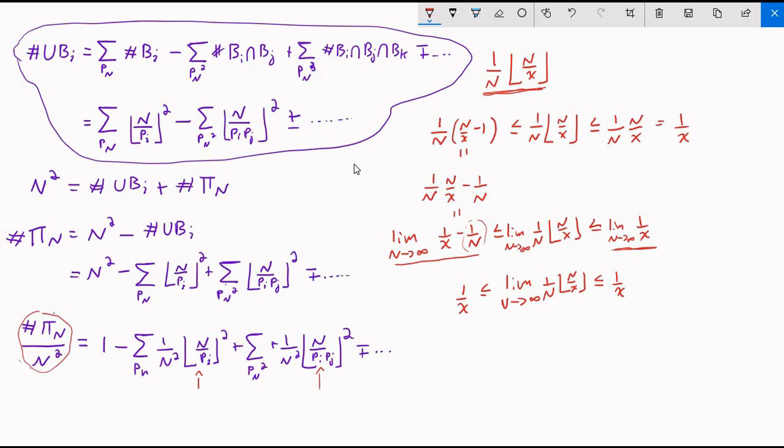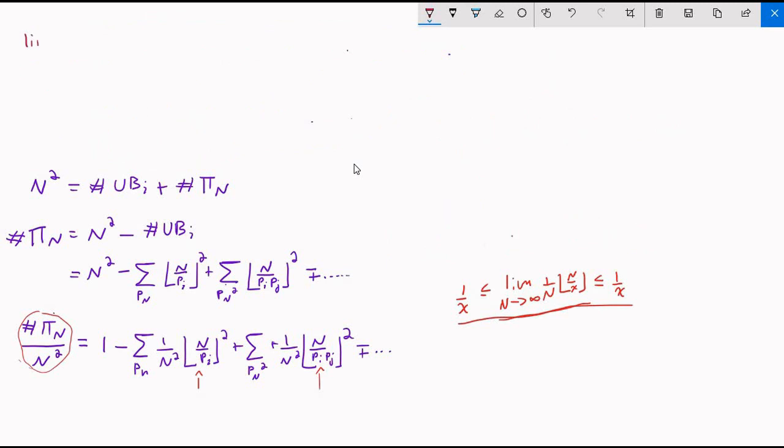Thus, we see by the squeeze theorem that the limit of 1 over n multiplied by the floor function of n over x as n approaches infinity must be 1 over x itself. Applying this limit to our expression, we get that the limit of the cardinality of pi sub n over n squared is equal to, now recall x squared is a continuous function, so we can push limits inside.